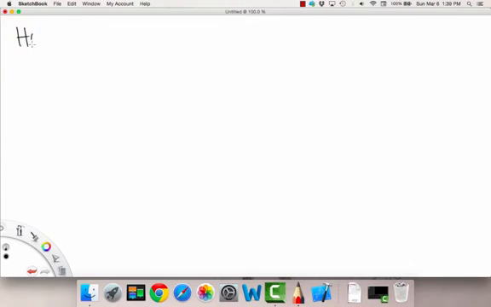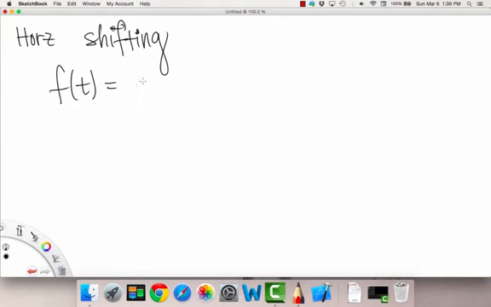Okay, so now for the other kind of shifting, other than vertical shifting, and this is one of the final transformations that we could do to a sine or cosine: horizontal shifting. So this looks like the following. We have f of t is equal to, let's say, sine, or this could be cosine as well. It works the same way.